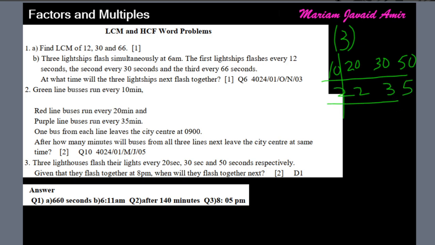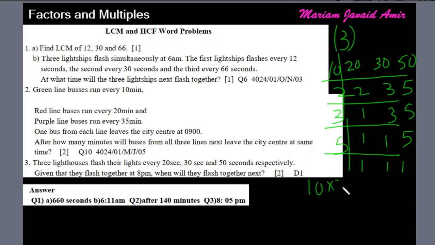Then let's use 2. This will become 1. 3, 5 will stay unchanged. Next we'll use 3, 1, 1, 5. And then we'll use 5, which will make this 1, 1, 1. So the LCM would be 10 times 2 times 5 times 3. So this becomes, I believe, 20 times 15 is 300. Yes, 300.